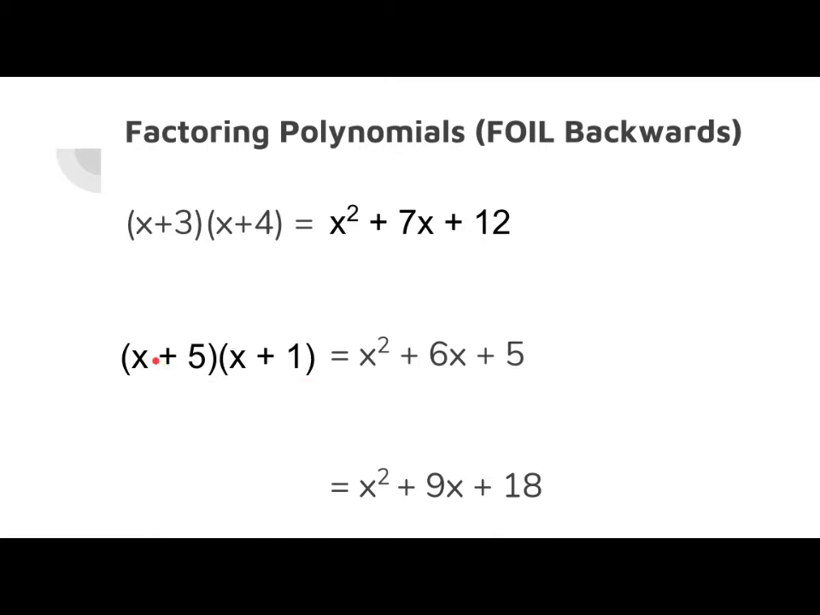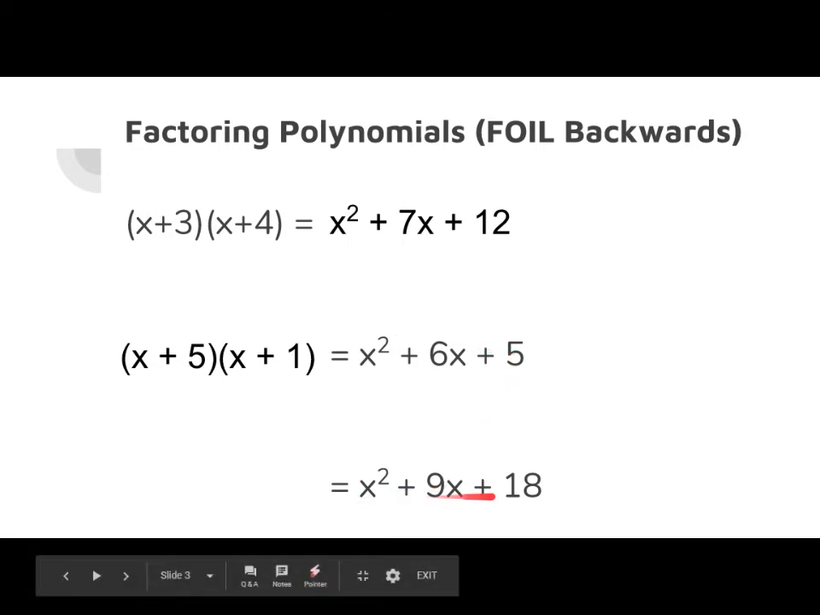And if you took a minute, paused it, and distributed this through, if you FOILed it out, x times x would be x squared, 5 times x would be 5x, x times 1 would be 1x, 5x and 1x would give you the 6x, and 5 times 1 is 5. So it does work.